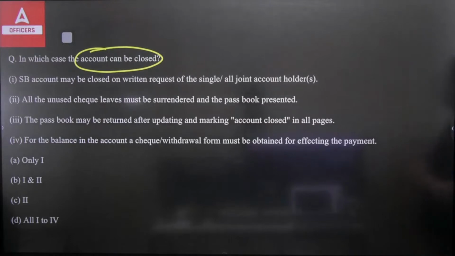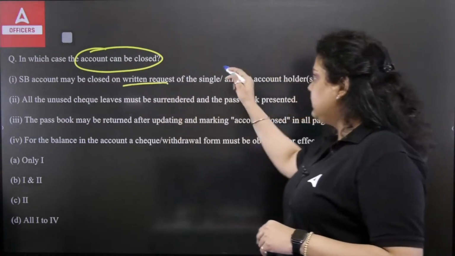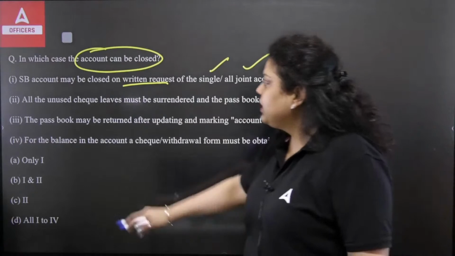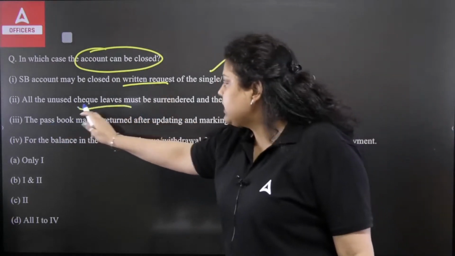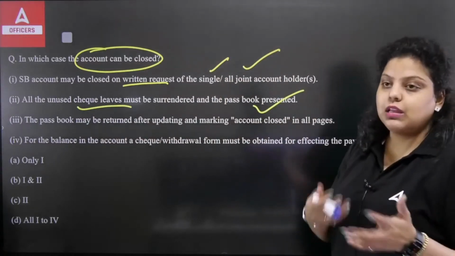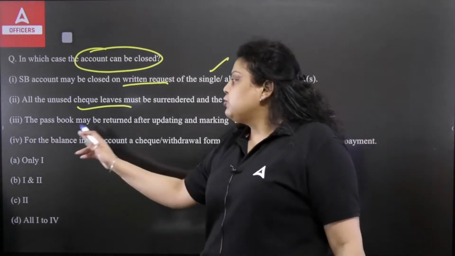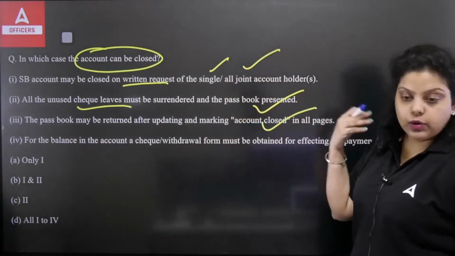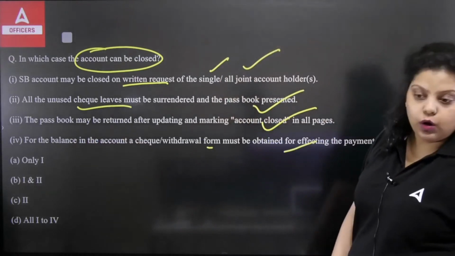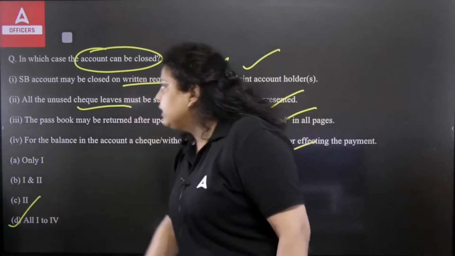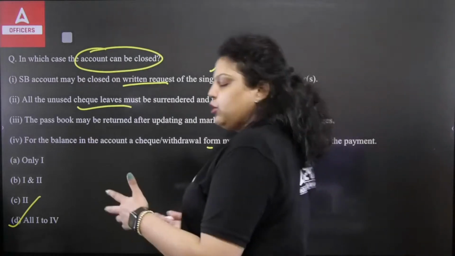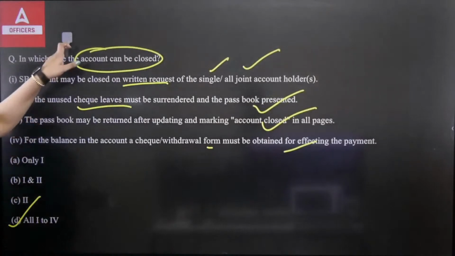So it's very obvious, if you want to close the savings account, you can give a written request by the single person if the account is single. And if the account is a joint account, all the members have to give the request in written form. Second, it also says that all the unused leaves must be surrendered. Unused check leaves should be surrendered to the bank at the time of processing your account closure. Now, the passbook may be returned after updating and marking the account closed. Yes, you also have to return the passbook. Then for the balance in the account, a check withdrawal form must be obtained for effecting the payment. Obviously true. So all the statements are true here. By following these processes, the account can be closed. Okay, next.